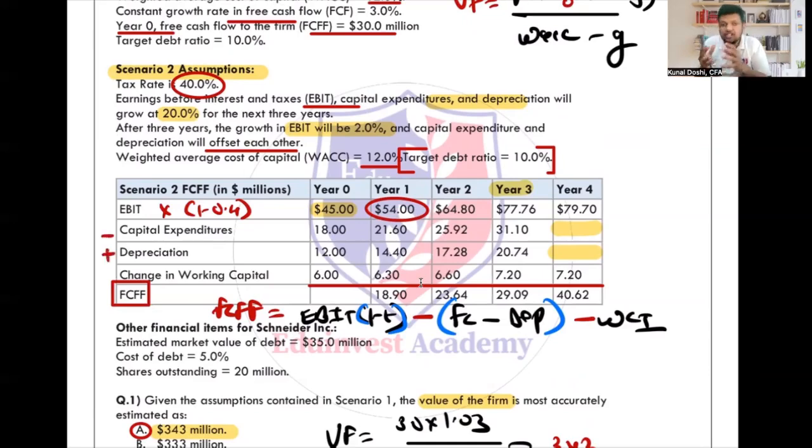Minus capex 21.6 plus depreciation 14.4 minus changes in working capital. That will give you 18.9. Did you notice that? Even though they've mentioned EBIT, they've actually adjusted for 1 minus T. The reason I showed you the formula is just to confirm that they have provided EBIT, but in the calculation they've taken care of all this. Got it, everyone?